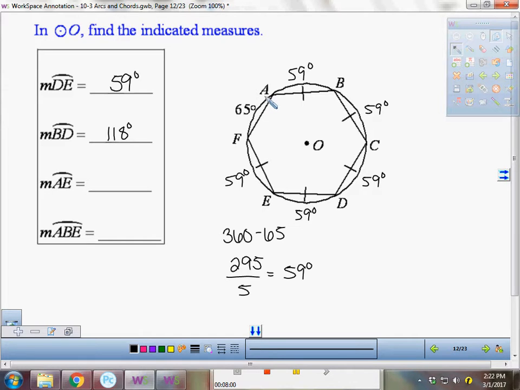So 65 and 59, that's going to give me 124 degrees. And then ABE, ABE is everything except for these 2 pieces. So that would give me 236 degrees.